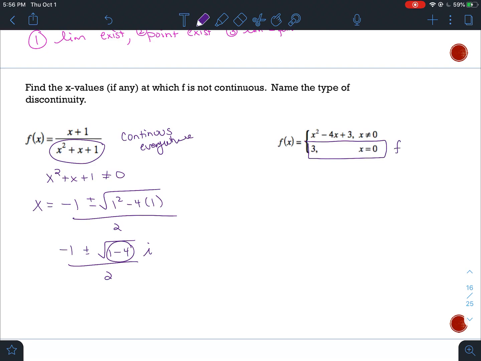So for the second one, the point exists. F at 0 is equal to 3, so the point exists. And then if x is not 0, we want the limit as x goes to 0. So remember, for the limit on piecewises, you don't look at the isolated point, you look at the function. So x squared minus 4x plus 3. If I plug 0 into that, I get 3. Are they the same? Are the point and the limit the same? Yes. So since the limit exists, the point exists, and they're equal, f of x is continuous everywhere as well.